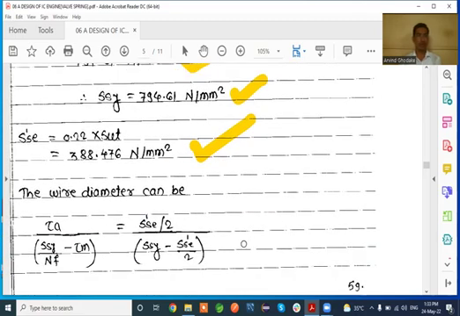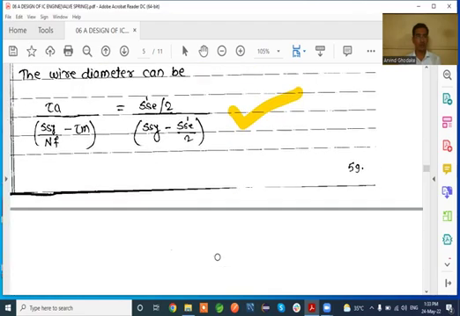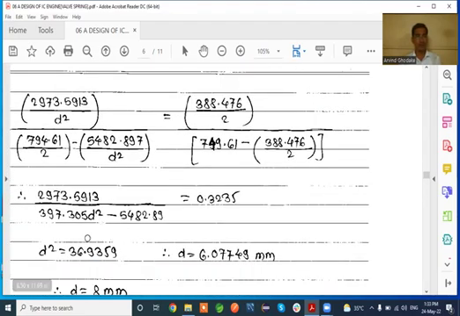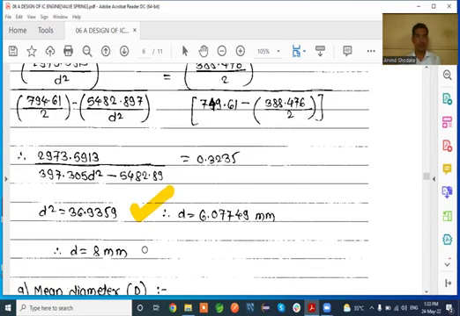Therefore, the wire diameter can be found from tau a upon Ssy upon Nf minus tau m is equal to S dash e by 2 divided by Ssy minus S dash e by 2. Putting all the values in terms of diameter, you will get d square is equal to 36.9359. Therefore, d is equal to 6.077. So the round or standard value for the wire diameter d is equal to 8 mm.